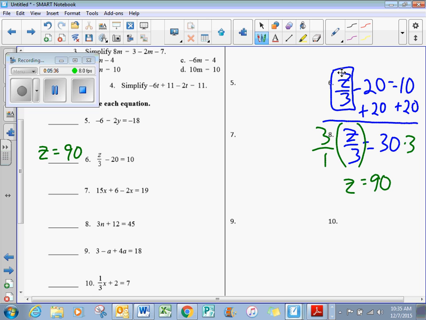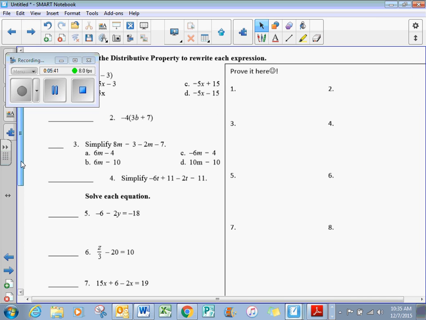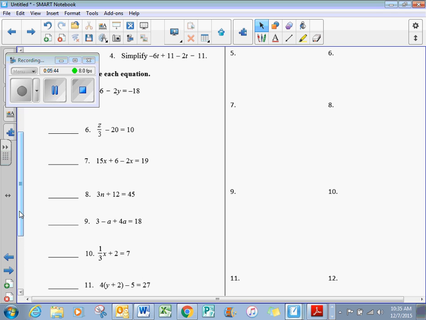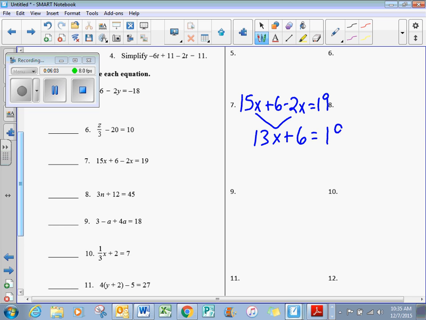Okay. How about 7? Here's what I'll do 7. I assume that means yes. I know someone in here probably missed it. So number 7. What do we need to do first on 7 before we can solve? Simplify. Good, Bridget. 15x and negative 2x is 13x plus 6 equals 19. Everybody see that? Okay. And then I just subtract 6 from both sides, and I realize, wow, Ms. Noel made that a really easy problem for me. 13x equals 13, x is 1.